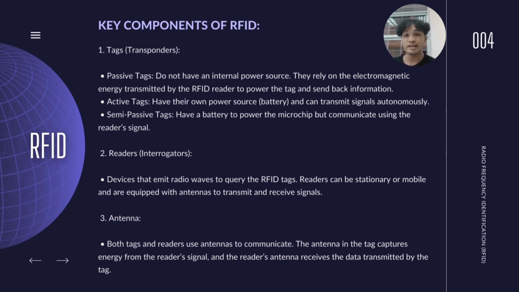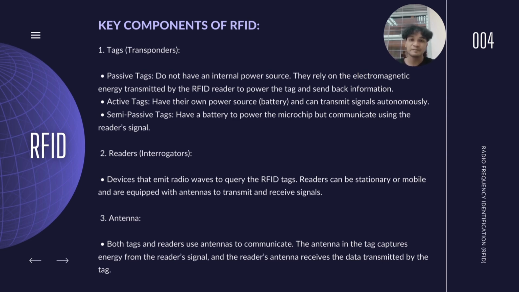For the semi-passive tags, they have a battery to power the microchip but communicate using the reader signal. The second one is readers, which are interrogators, devices that emit radio waves to query the RFID tags. Readers can be stationary or mobile and are equipped with antennas to transmit or receive signals. The third one is the antenna. Both tags and readers use antennas to communicate. The antenna in the tag captures energy from the reader signal, and the reader's antenna receives the data transmitted by the tag.